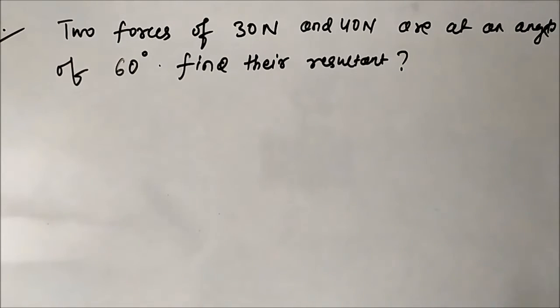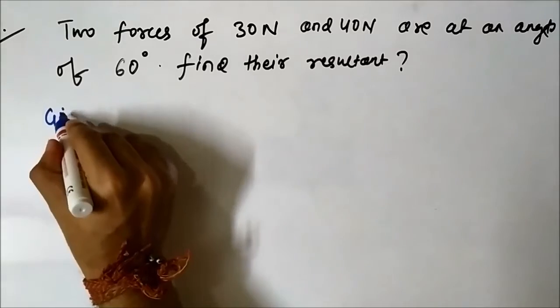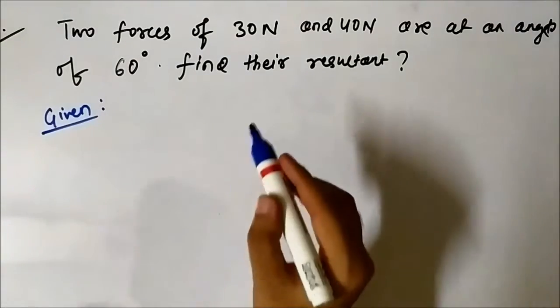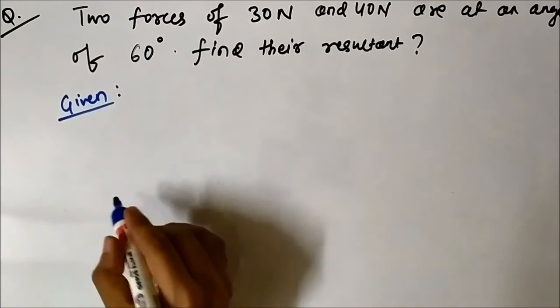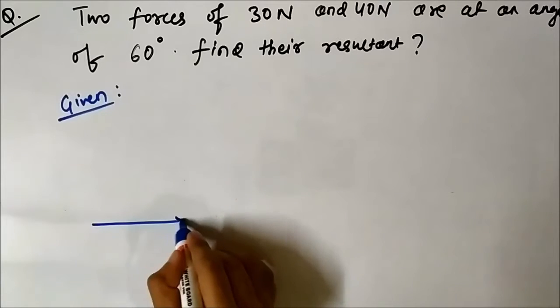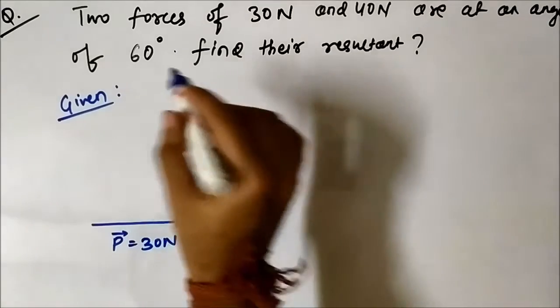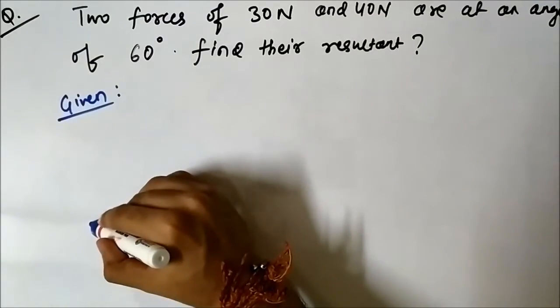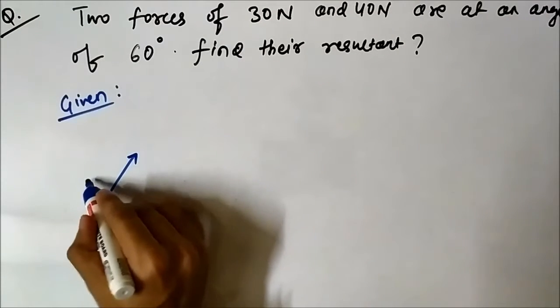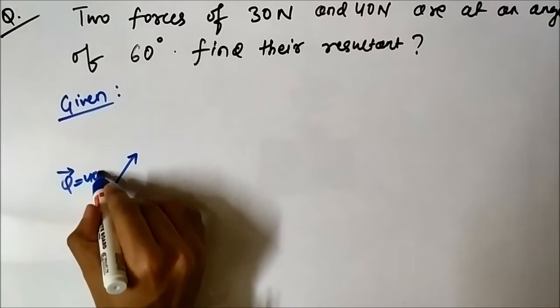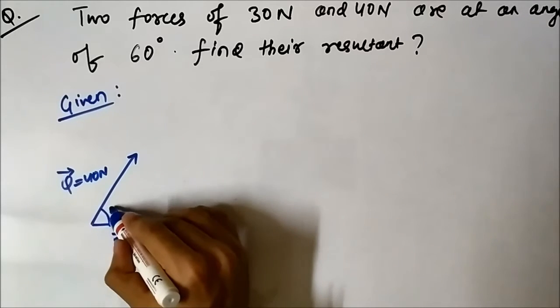So this is the question. It is very simple and straightforward. All we have to do is identify the formula of the resultant and put in the values. Here the important data given is that we have two forces. Let's denote them as P and Q, 30 Newton, oriented at an angle of 60 degrees with respect to each other. Q vector. So this is 60 degrees.